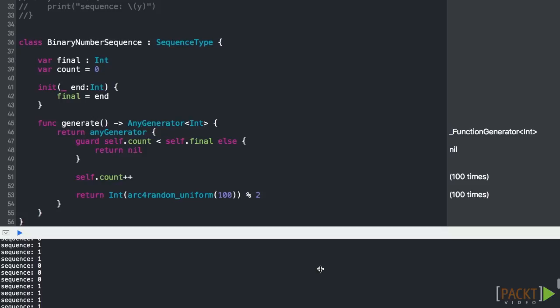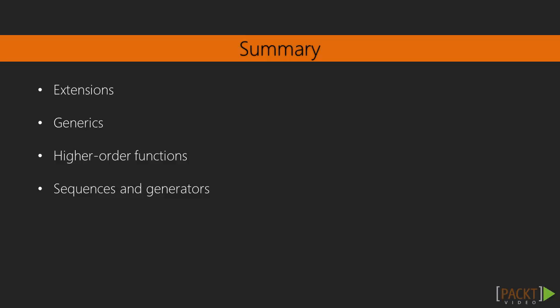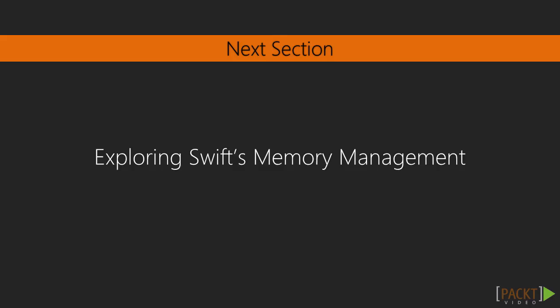In this video, we learned how we can create our own sequence types and generator types. In this section, we looked at how we can create our own extensions. We then learned how we can utilize generics to make our extensions more flexible for ultimate code reuse. We delved into higher order functions, which are a key component to functional programming in Swift. Finally, we looked at how to create our own sequences and generators. In the next section, we'll look at Swift's memory management system and learn how our programming choices can affect our application's memory performance.